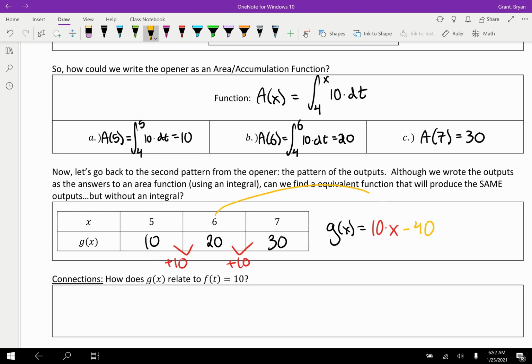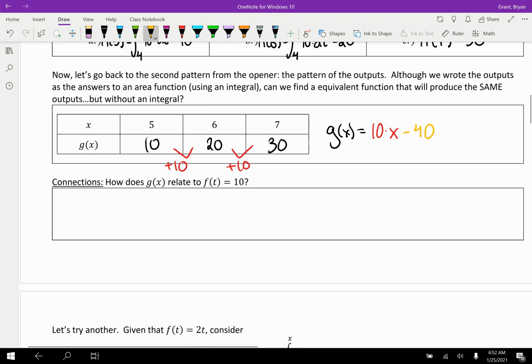Let's see if the next one works. 6 times 10 is 60. 60 minus 40, isn't that 20? Yeah, I think we found our equation. Okay? So we have g of x equals 10x minus 40.